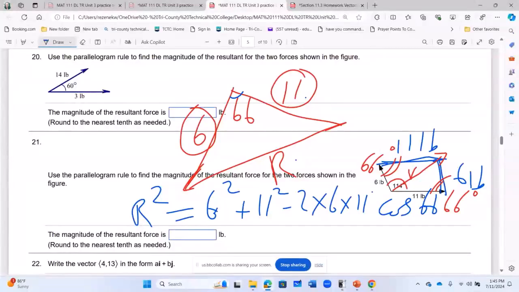To how many decimals? Nearest tenth, 10.2. 10.2 pounds is the resultant force. Okay, 10.2 pounds is the resultant force. All right, so we have done 2 parallelogram laws.